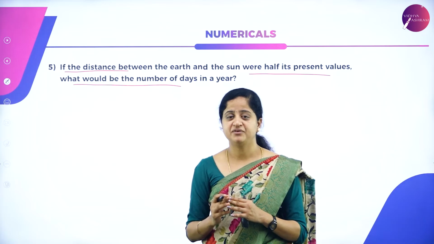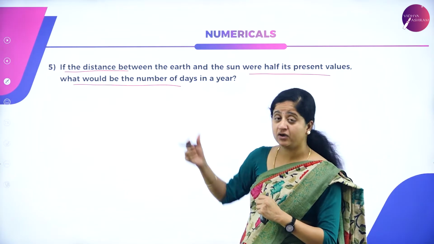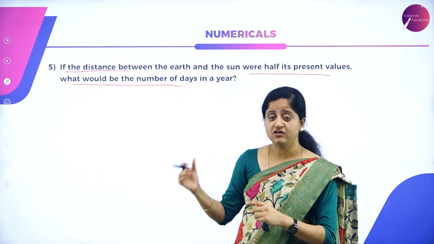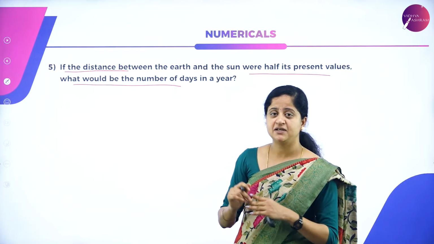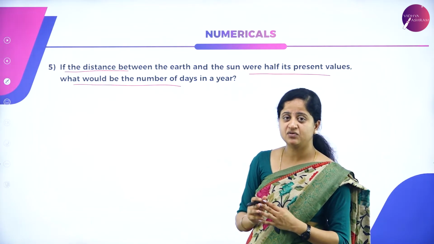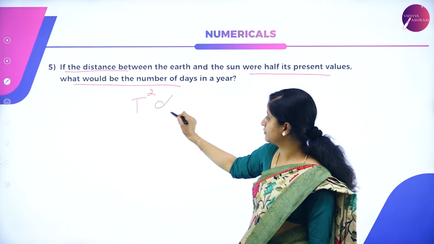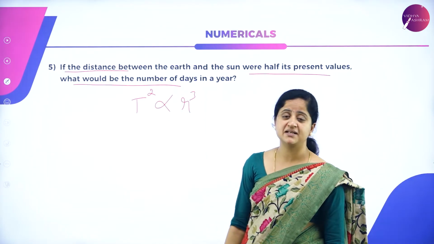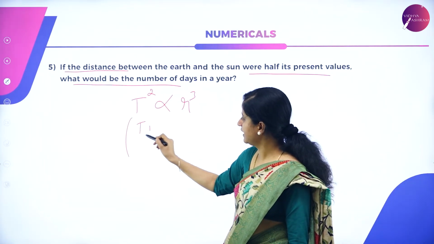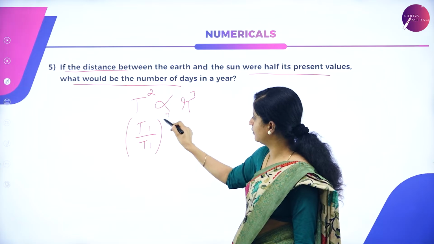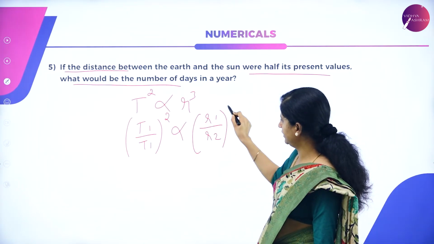Which law do we have to take into consideration here? It is talking about the number of days, and also about the distance between Earth and the Sun, which means the law satisfying these two conditions is the one which states that the square of the period of revolution is directly proportional to the cube of its semi-major axis. So let's make use of this condition, and we write it as (T1/T2)² is directly proportional to (R1/R2)³.